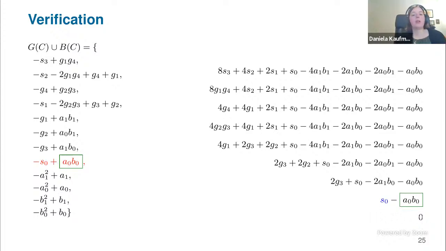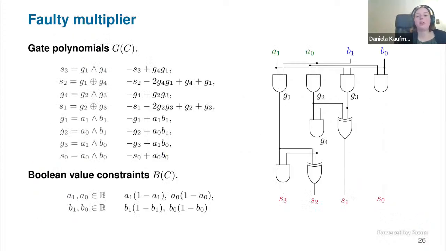What happens now if we introduce an error? Let us take, for example, the input of this gate G3, which goes here to A1, and move it to read A0 instead. Then we also get a different gate constraint.